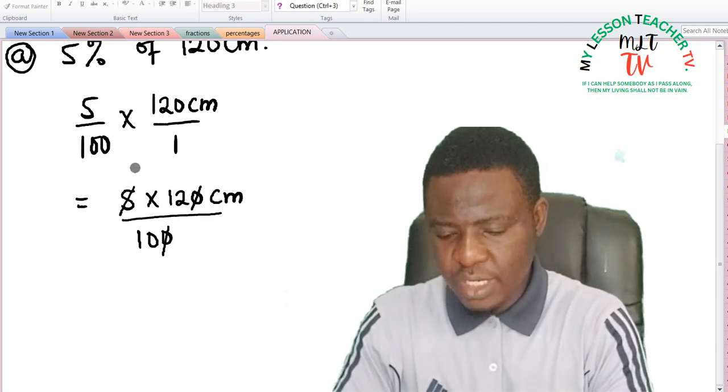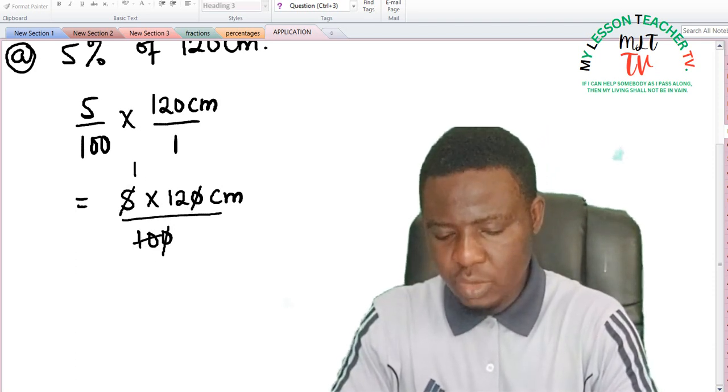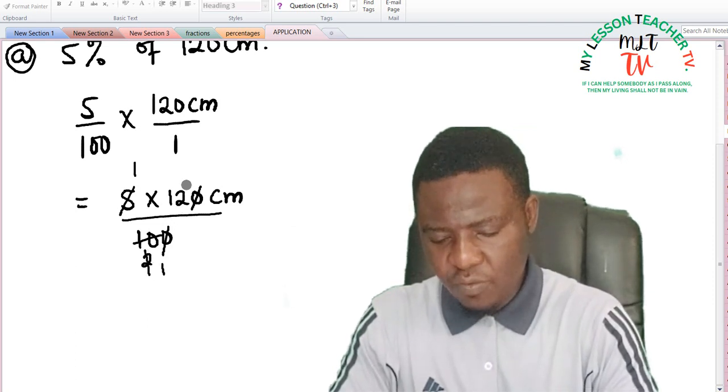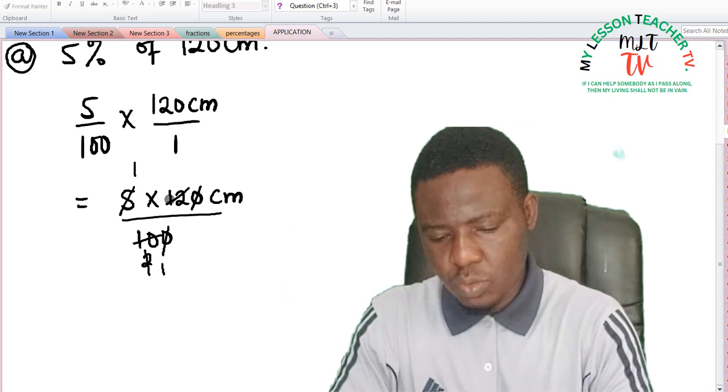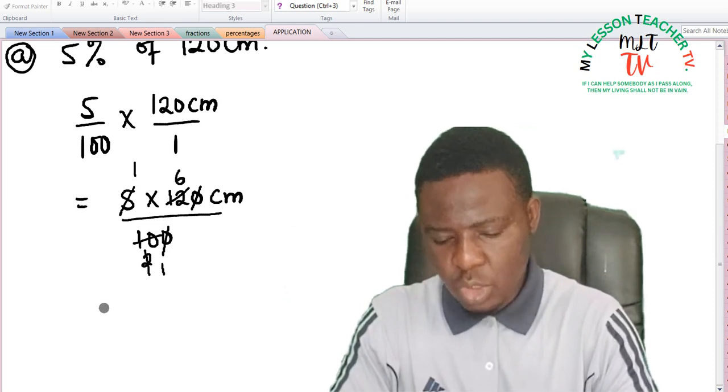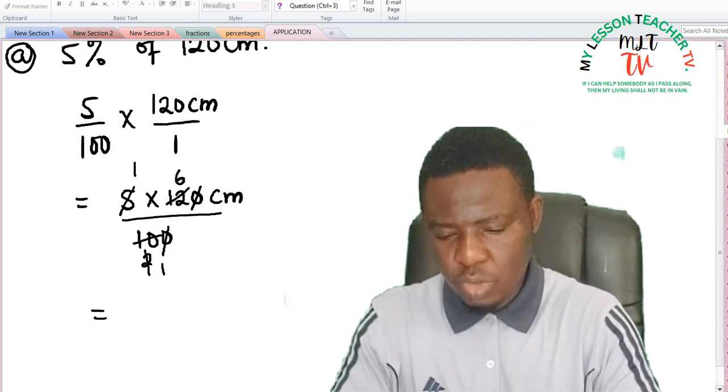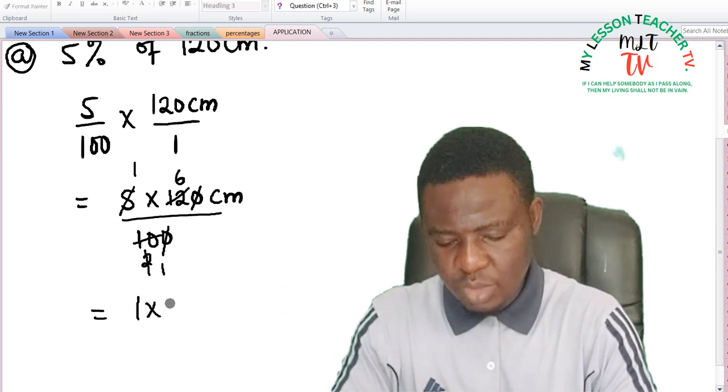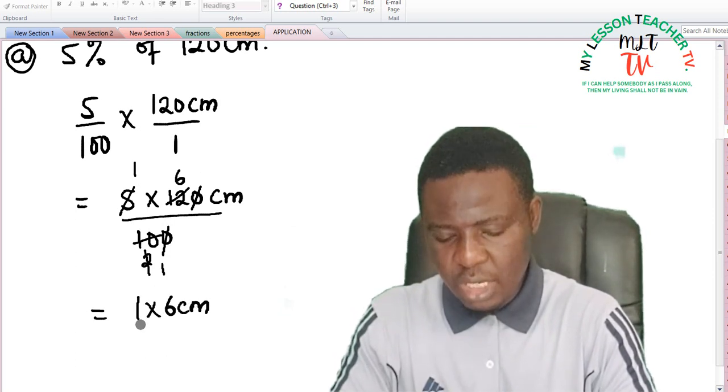5 can also divide itself, 1, and 10 into 10 is 2 times. 2 can divide itself and 12, 6 times. So when you multiply out the numerators, you have 1 times 6 centimeters divided by 1.